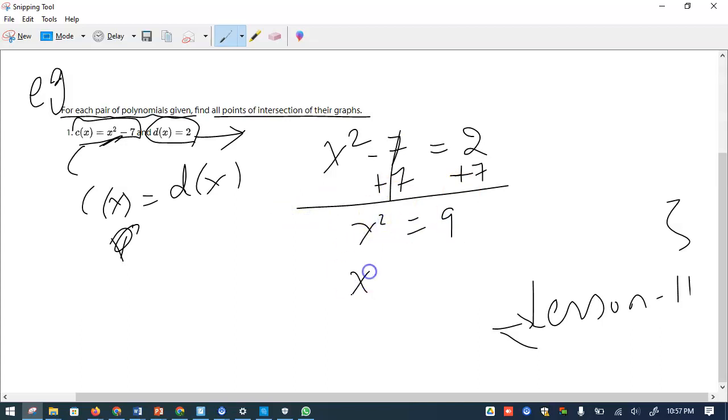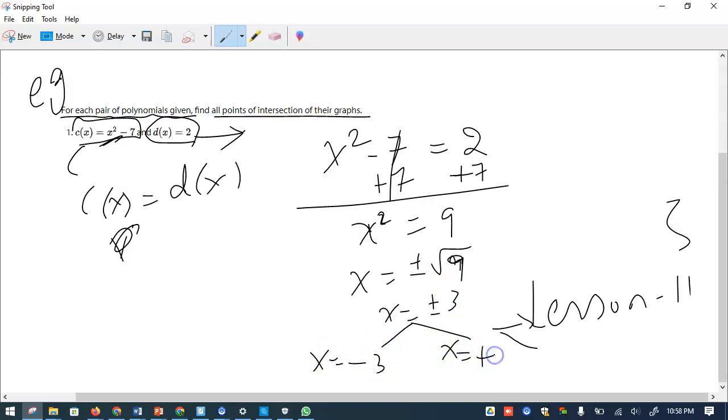And then you can say x equals, because there's a square, we can have two answers, one with plus and minus square root of 9. And the square root of 9 is 3. So the two answers are x equals minus 3 and x equals plus 3. So these are the points. And d(x) is already 2 here. So it is 2 for plus 3 and minus 3.